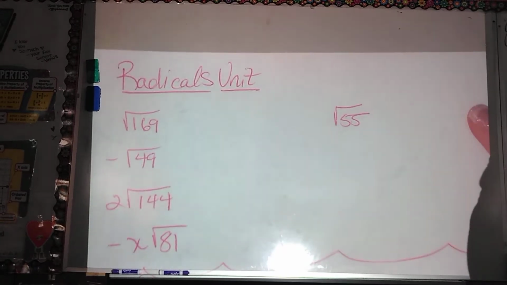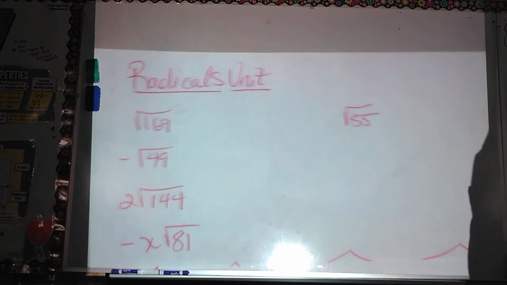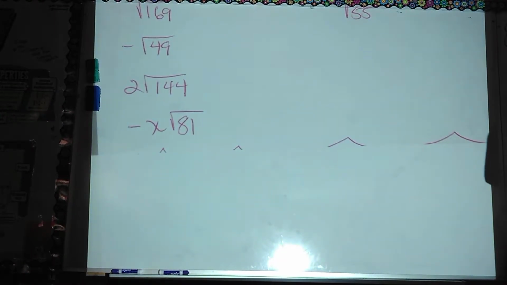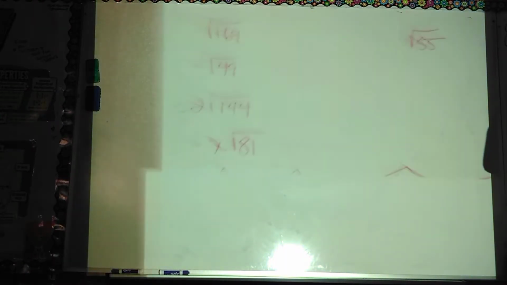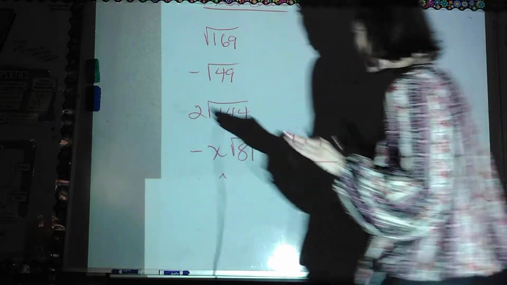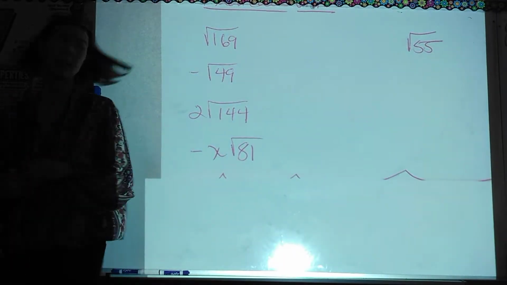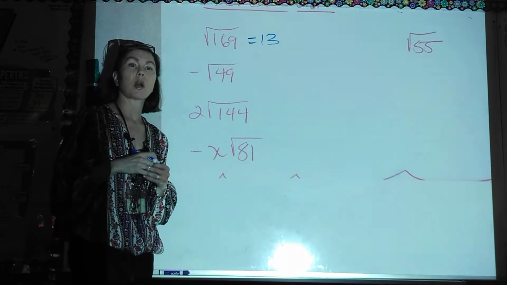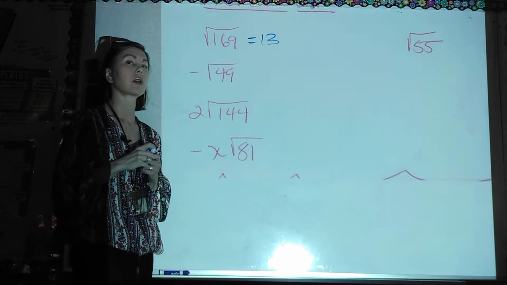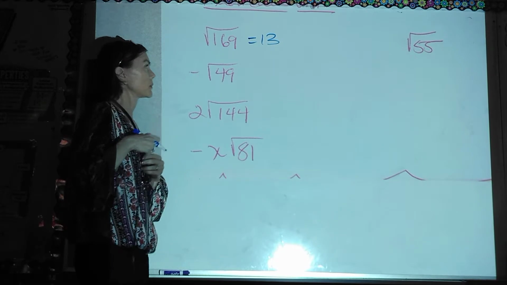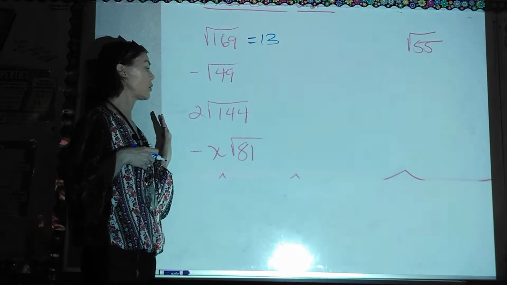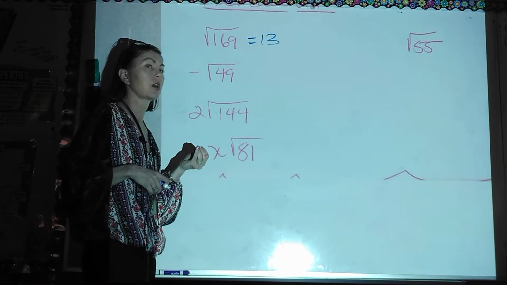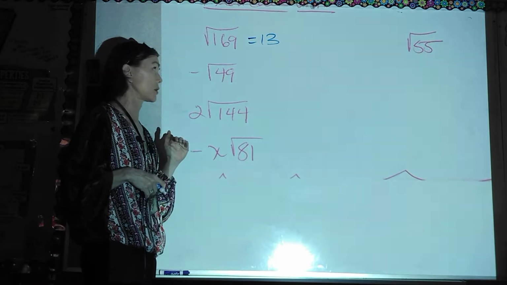So I want you to go ahead and write the next 3 examples in your notes, starting with radical right here. Write these 3 examples, okay? Now, we just said that radical 169 is 13, okay? So, let's move on to other things that we can encounter when we're working with radicals, okay?